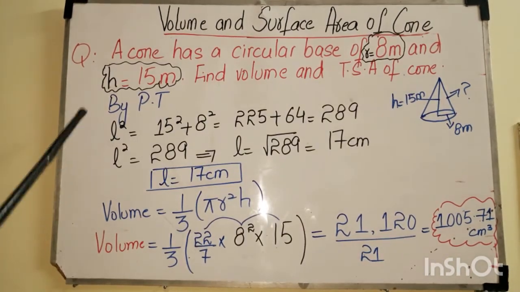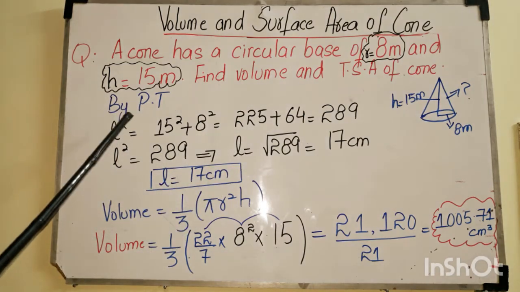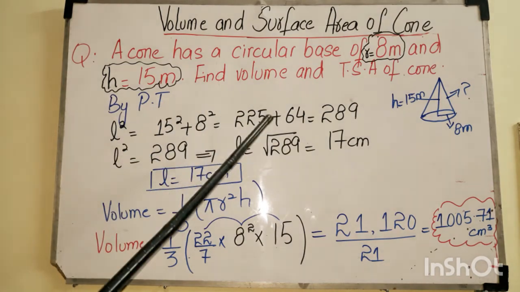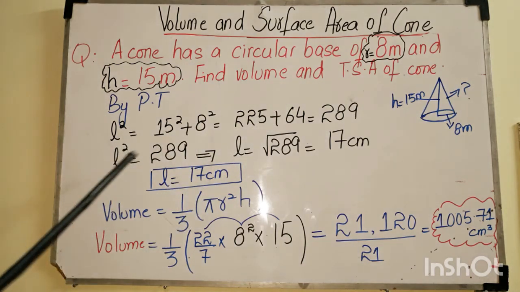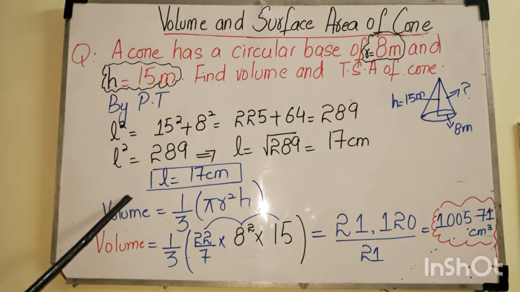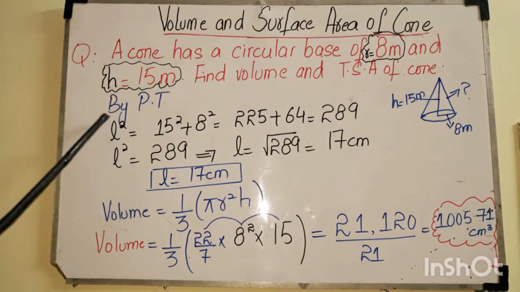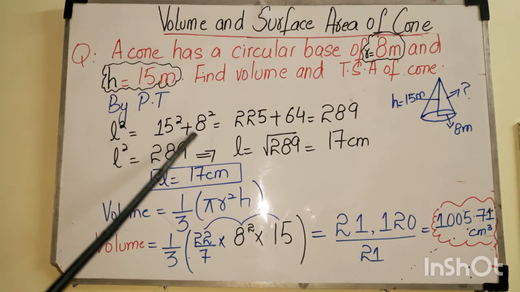A cone has a circular base of radius 8 meter and height 15 meter. Find the volume and total surface area of the cone. So here it is. I have told you that if any single from length or height is missing, I have to calculate the Pythagoras Theorem. By Pythagoras Theorem, hypotenuse square is equals to base square plus perpendicular square.